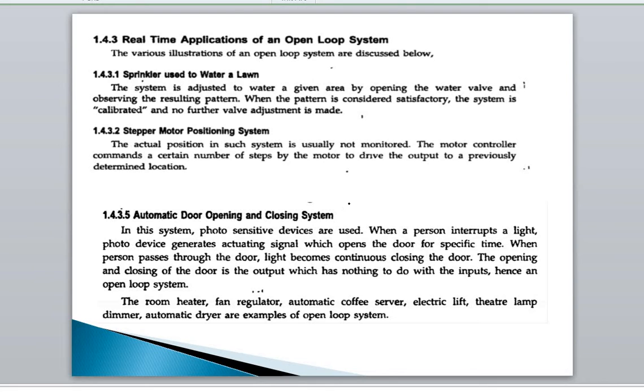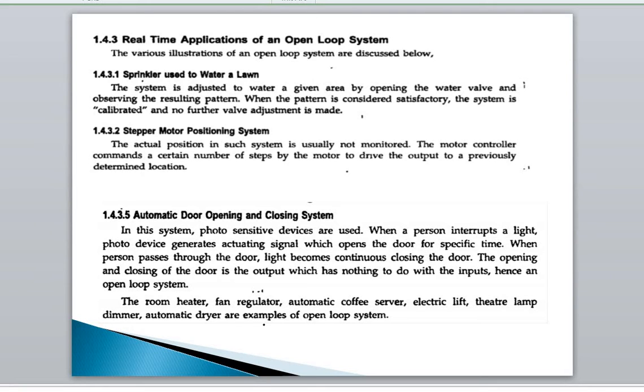The next example is the automatic door opening and closing system. As you can see in malls, you will have an automatic glass door opening and closing system. In this system, photosensitive devices are used. When a person interrupts the light, a photo device generates an actuating signal which opens the door for a specific time. When the person passes through the door, the light becomes continuous, closing the door. The opening and closing of the door is the output, which has nothing to do with the input, hence an open loop control system.